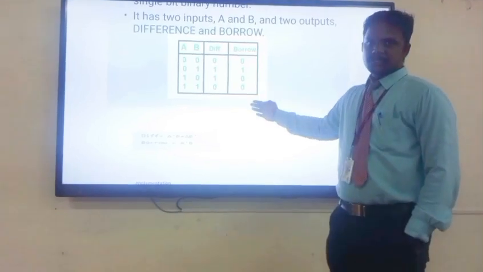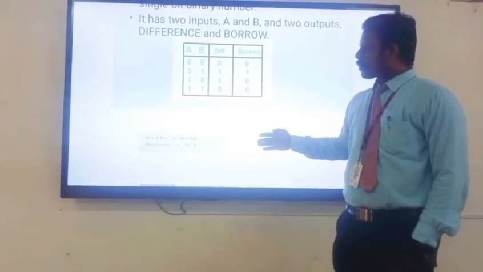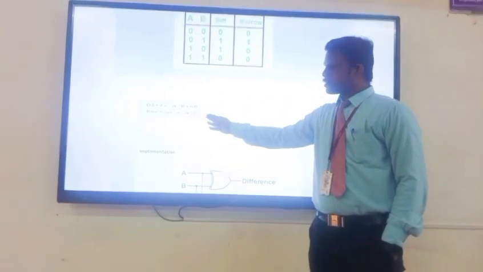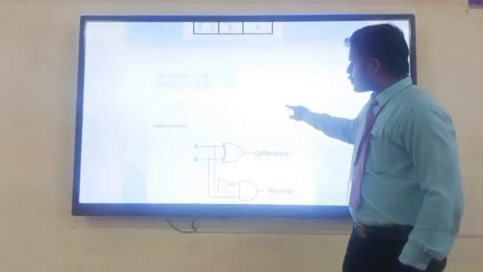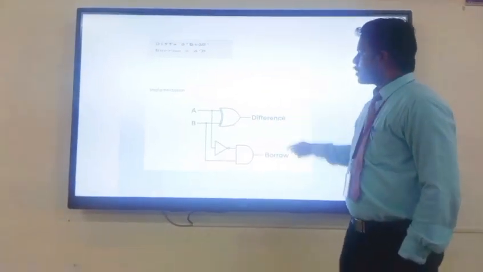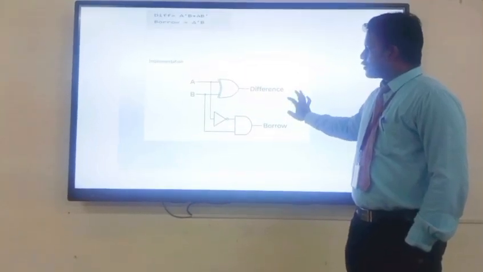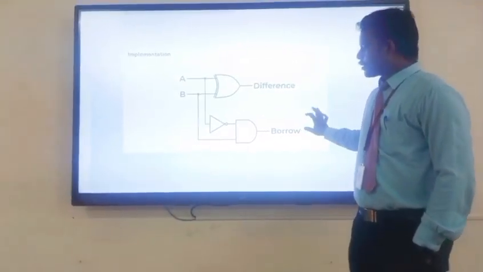You have to find the minterms, then go with the K-map, then generate the expression. Your expression will be like this: the difference is A bar B plus A B bar. The borrow is A bar B. By using this, you are implementing the half subtractor. So this is the logical diagram or circuit diagram of the half subtractor.